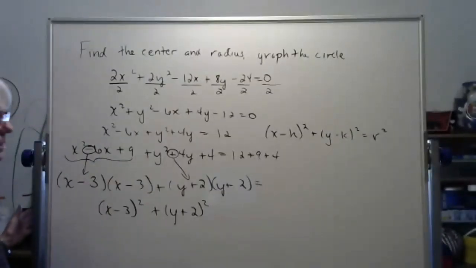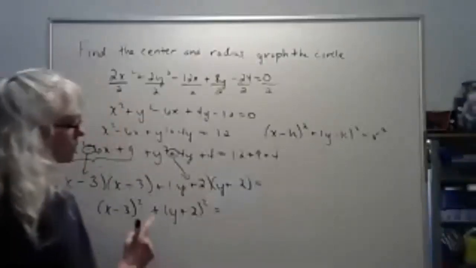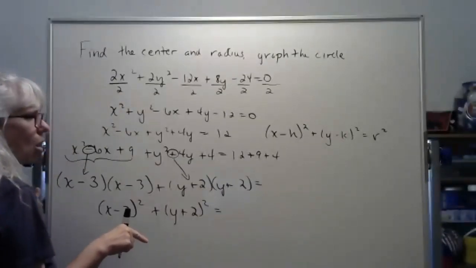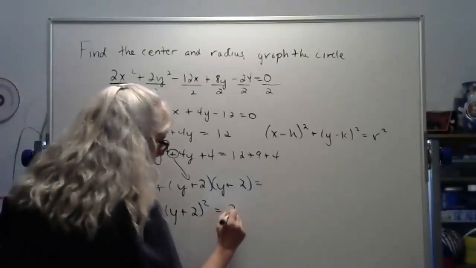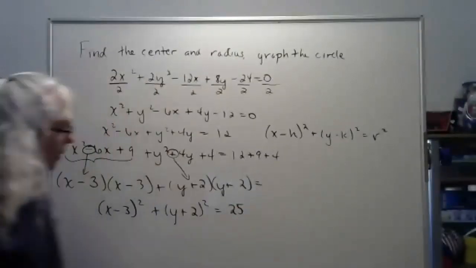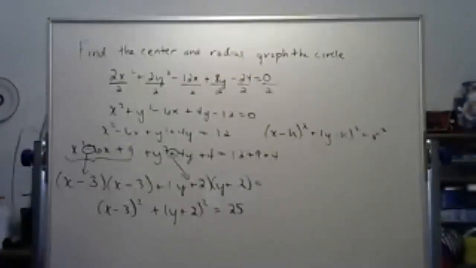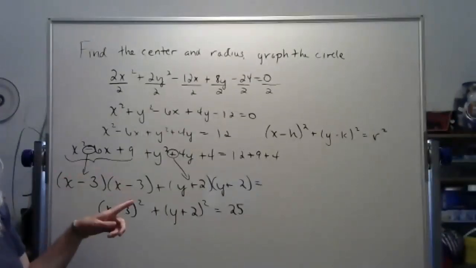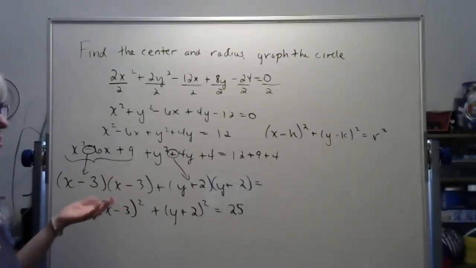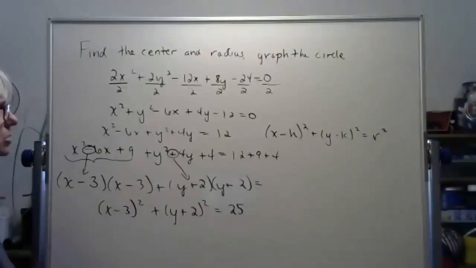And then on the other side, all we need to do is add the 12, the 9, and the 4. So 12 and 9 are 21 plus 4 is 25. So that works out really nice. Okay, and now you're in standard form. So any trouble completing the square? We haven't done a lot of factoring, but it should be easy factoring.